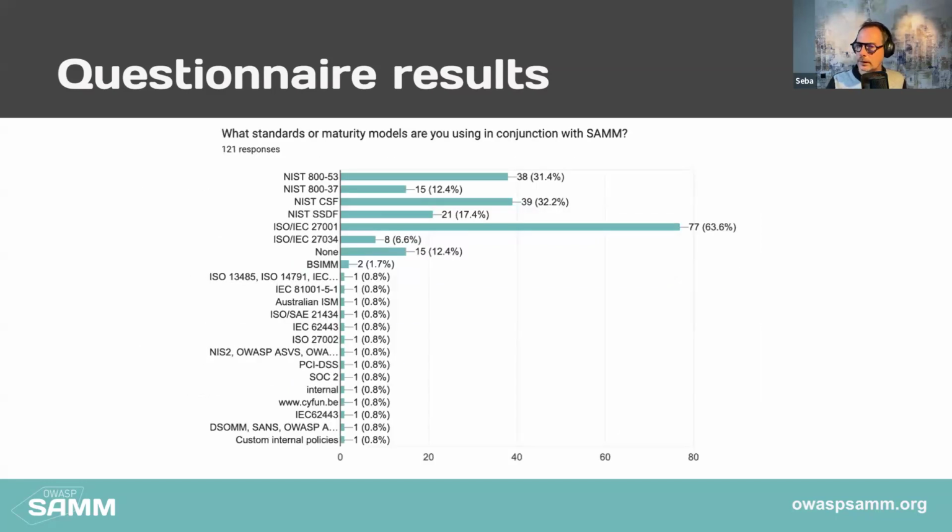In terms of other standards or maturity models being used, ISO 27000 is a big one, also quite popular, especially in Europe. So there's a correlation there with the number of respondents. But we see an overall growth in the usage of NIST CSF and SSDF, if we compare that to the 22 responses, and then some other NIST models as well.